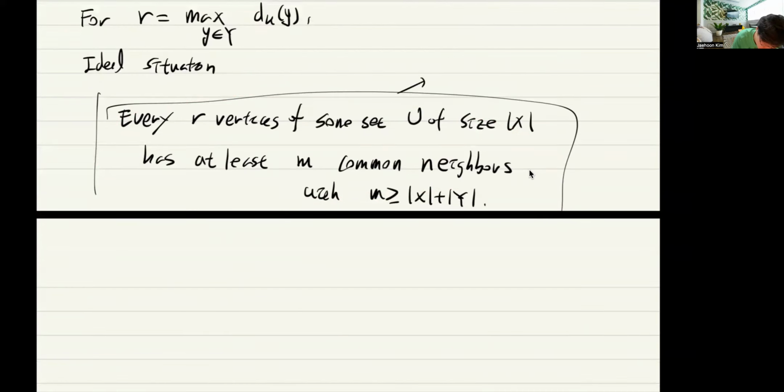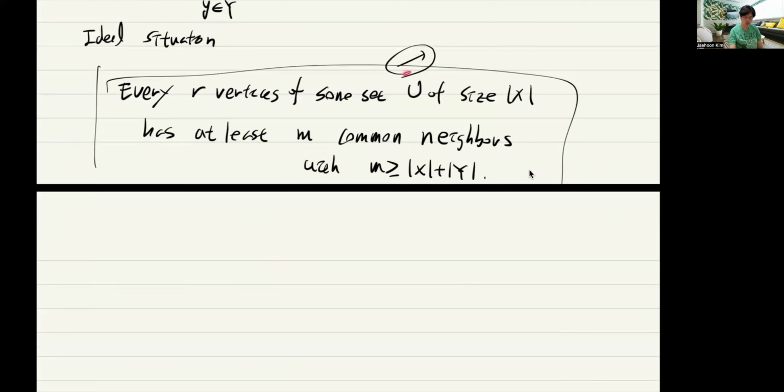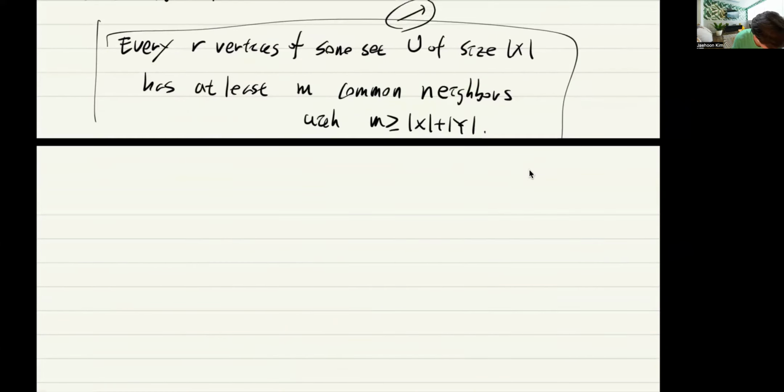Okay, then how can we ensure this? So this is the ideal situation. How can you find the sets of U? So in this lecture, we introduce what's called dependent random choice, which is the way to find such a good set U. So let me write down this lemma.